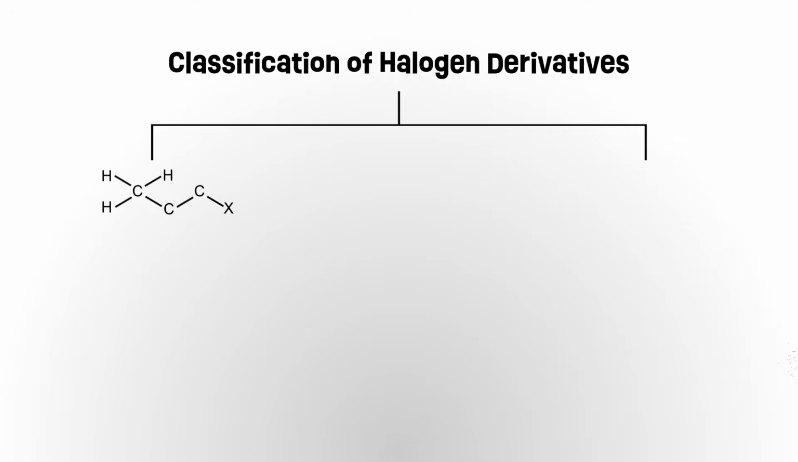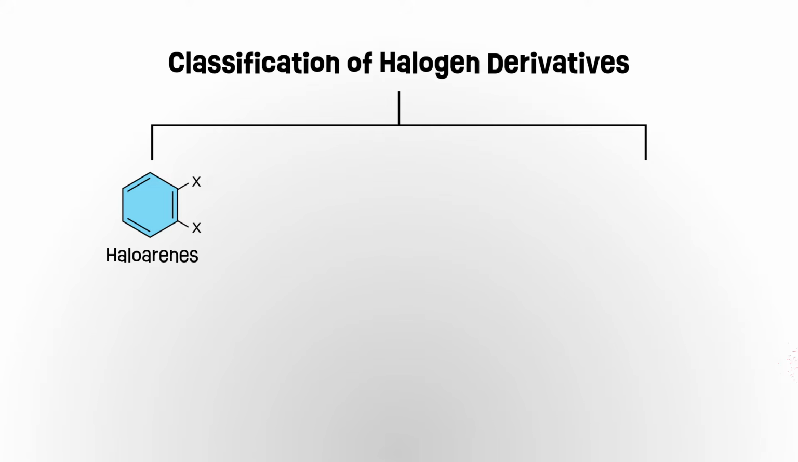Halogen derivatives of hydrocarbons are classified mainly into two ways. On the basis of hydrocarbon skeleton to which the halogen atom is bonded, the halogen derivatives are classified as haloalkane, haloalkene, haloalkyne and haloarenes. So, if the halogen atom is attached to an alkane carbon, it will be called a haloalkane. If it is attached to an alkene, CH2=CH, it will be called a haloalkene. If it is attached to a benzene ring, it will be called a haloarene. Okay, so this is one type of classification.